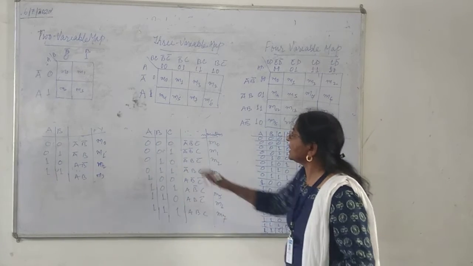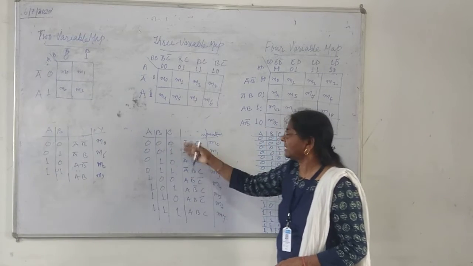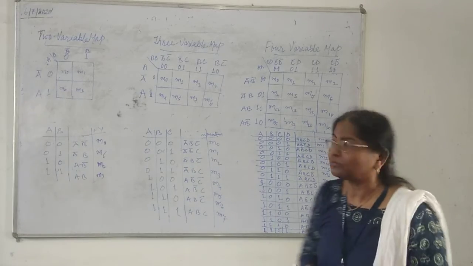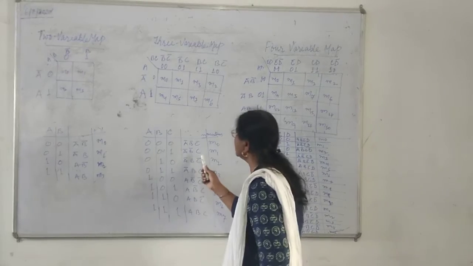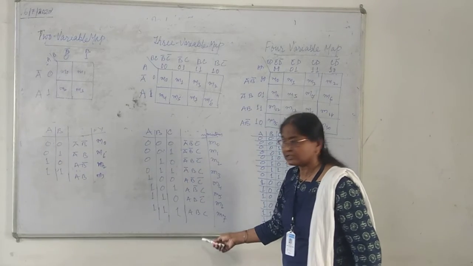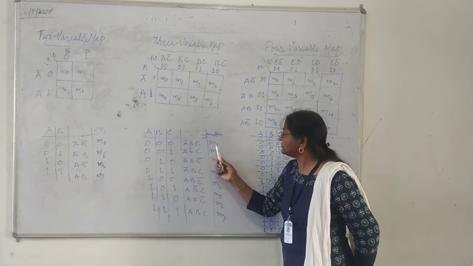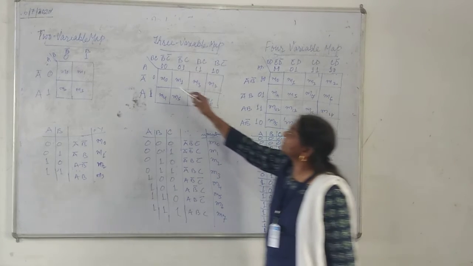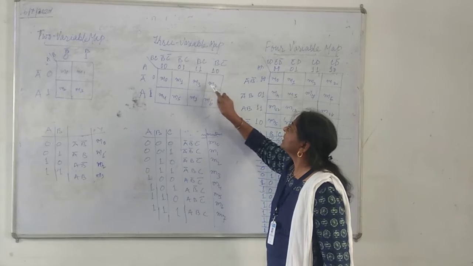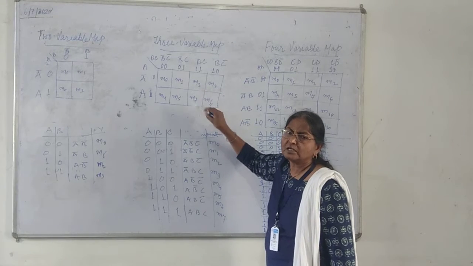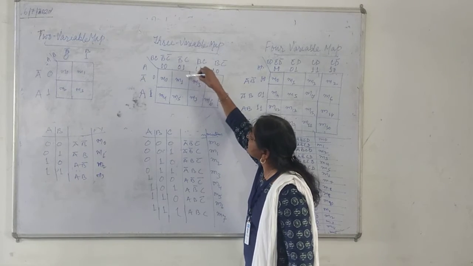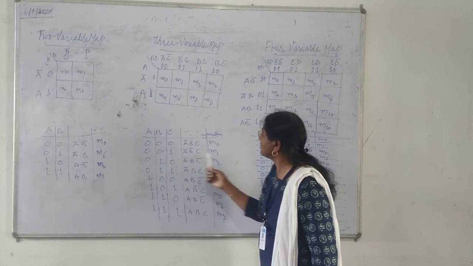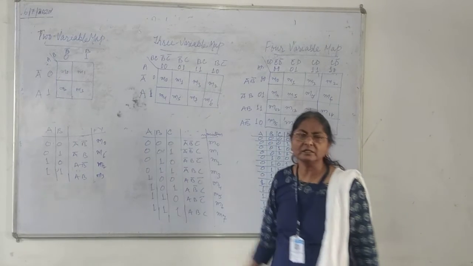In the same way, here I have taken the 3 variables ABC and given the binary pattern for ABC. I have written A bar, B bar, C bar, then A bar, B bar, C, and we have assigned M0, M1, M2, M3, M4, M5, M6, M7. I have written the value of the cell. This cell has the value 0, 0, 1, and 0, 0, 1 is equal to M1. So I have written it here.